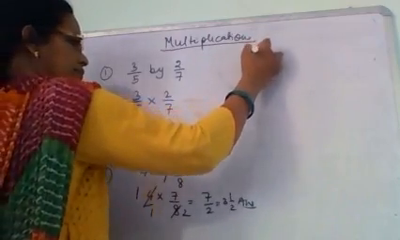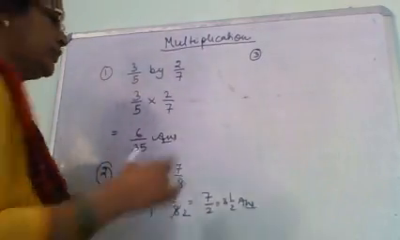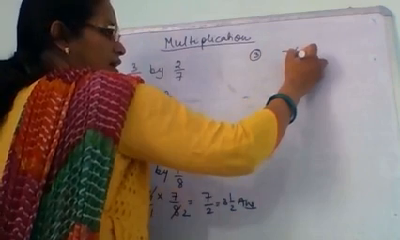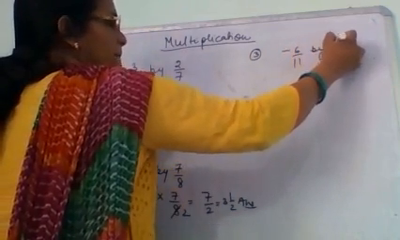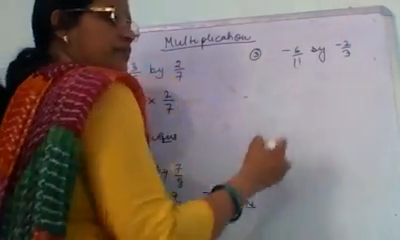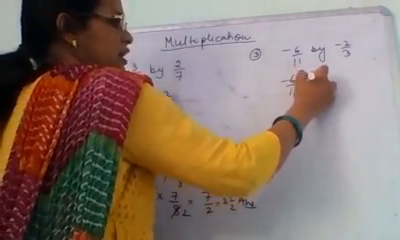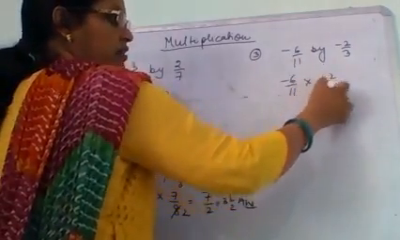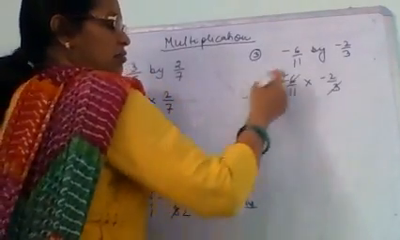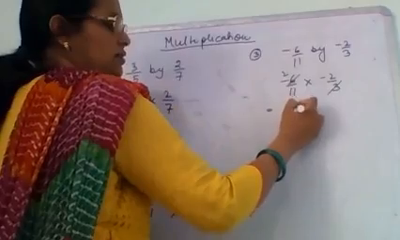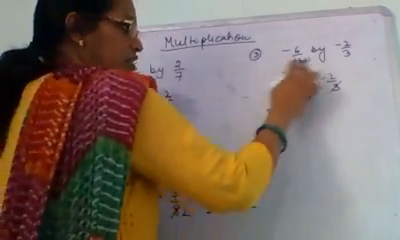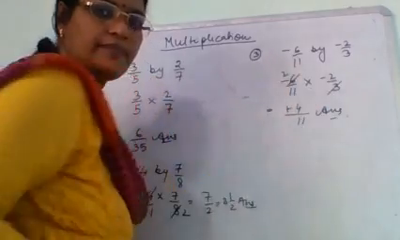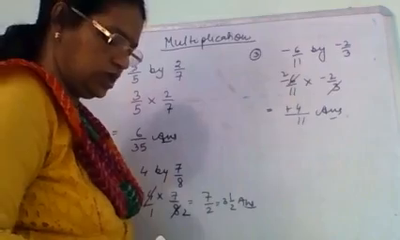Another thing. Minus 6 by 11 into minus 2 by 3. We can make it simpler. 3 2s are 6, now multiply, 2 2s are 4, and this is plus 4 because minus minus is plus. So this is how you do the multiplication.